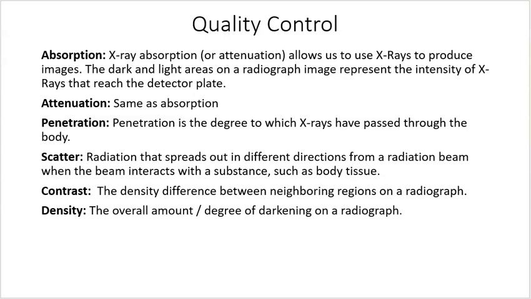Penetration. Penetration is the degree to which X-rays have passed through the body, so that's how hard or soft, how strong or weak the beam is. Scatter is radiation that spreads out in different directions from a radiation beam when the beam interacts with the substance, usually the patient body tissue. Contrast is the density difference between neighboring regions on a radiograph. Do you have a black next to a white, or do you have two shades of gray, or a black next to a gray? And density is the overall amount, degree of darkening on a radiograph. Is it completely white? Is it completely black? That's the difference in density.